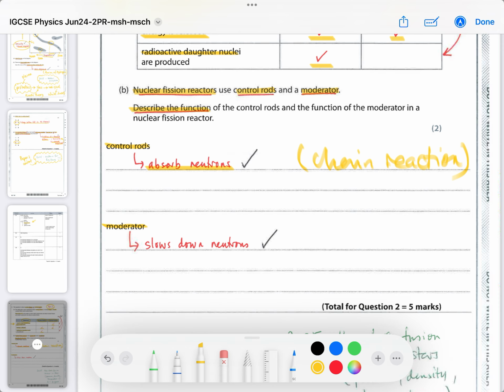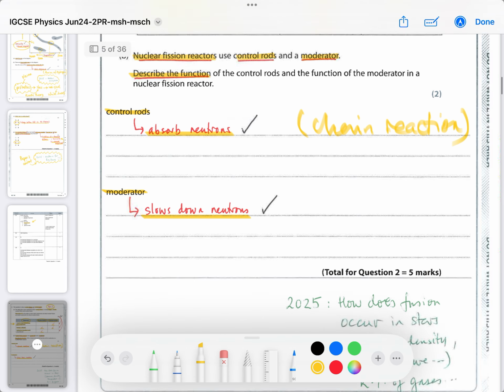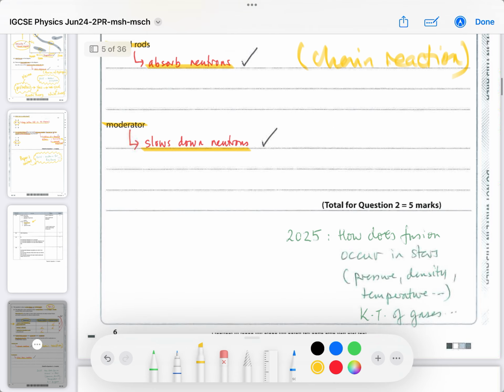And moderators are used to slow down the neutrons, because neutrons that move too fast actually are not very effective. So you need to moderate them and absorb some of them, so you just got the right amount to maintain a constant energy supply to produce the steam to turn the turbines.